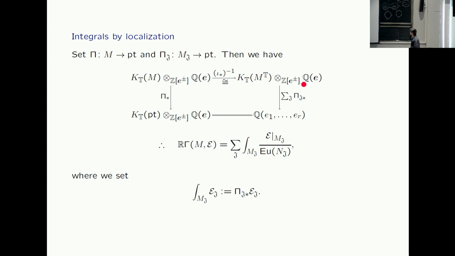So we can summarize this in this diagram. So we have an isomorphism by iota star inverse. Then we have a projection from each connected component. So the localization formula gives this equality, where the left hand side is just taking cohomologies. And we regard the sum on the right hand side as an integral over the connected components.